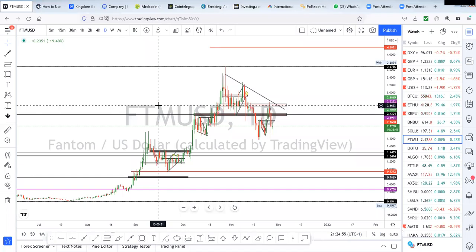Then, why use a moving average? A moving average helps cut down the amount of noise on a price chart. So they help to cut down noise on a price chart.